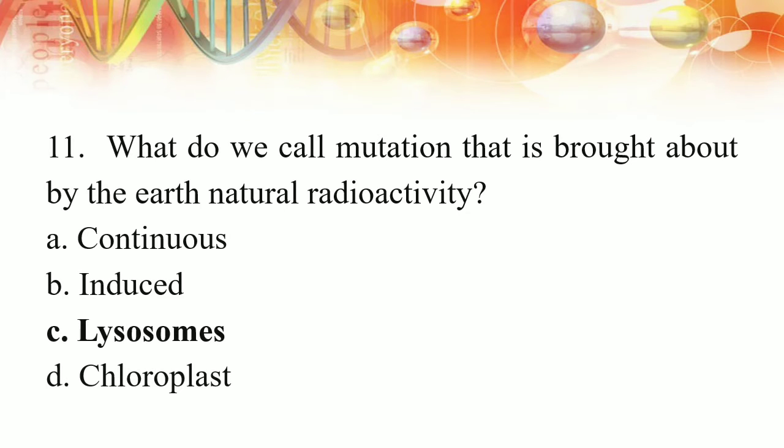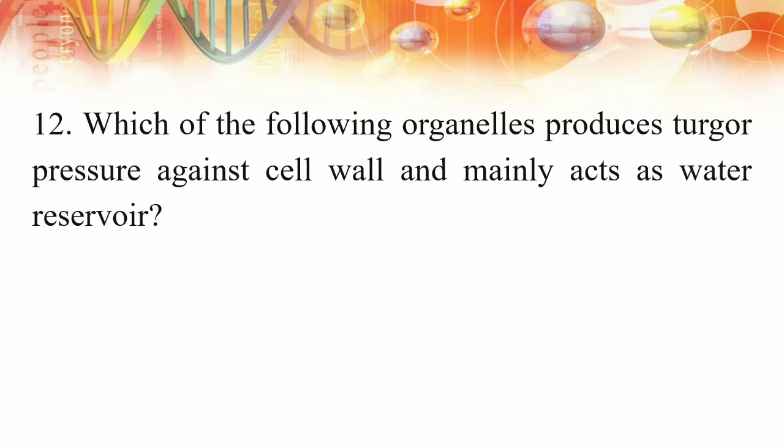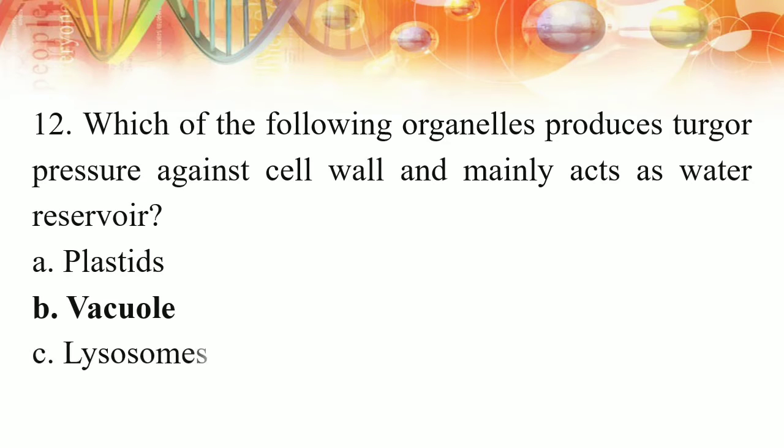A. Continuous. B. Induced. C. Lysosomes. D. Chloroplast. The answer for this question is lysosomes. Number 12. Which of the following organelles produces turgor pressure against the cell wall and mainly acts as a water reservoir? A. Plastids. B. Vacuole. C. Lysosomes. D. Chloroplast. Plastids function in photosynthesis and the production and storage of metabolites.